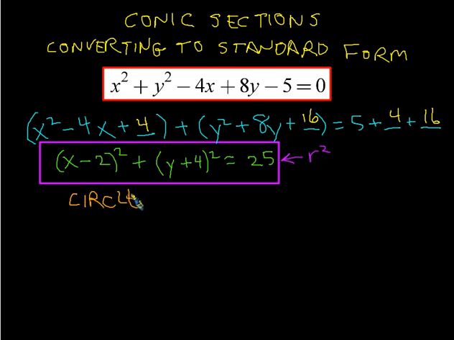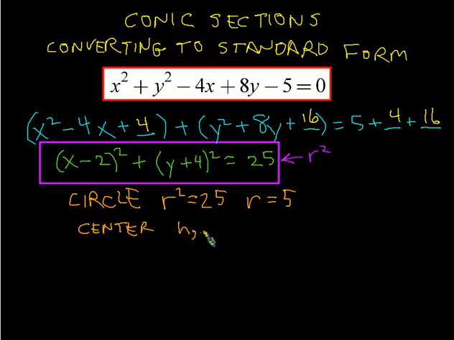And a couple other easy pieces of information here. We already talked about the r squared. Since r squared is 25, that means that r, or the radius of the circle, is going to be equal to 5, or the square root of 25. And the other thing that we know is that the center of the circle is at h comma k.